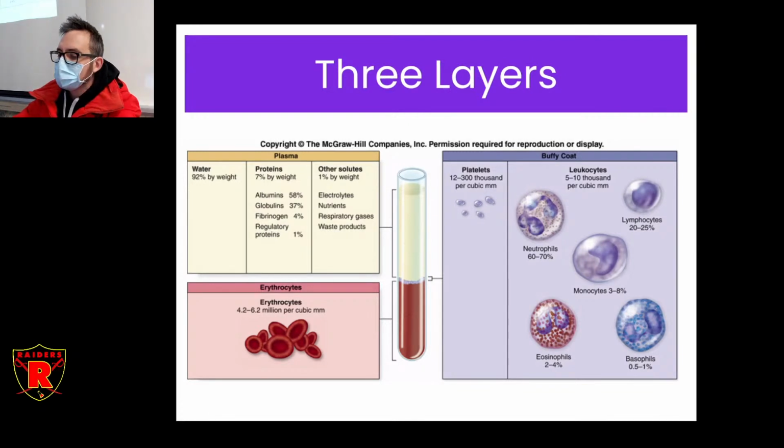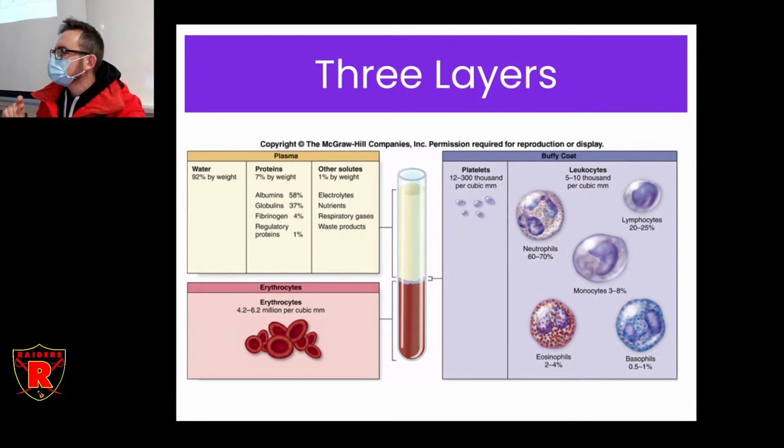When we're talking about what's in the water component, what's in the plasma, like I said, it makes up about 55% of your blood volume. It's almost completely water. So it's about 92% water. Is this on your sheet? Does it ask you about this? I can't remember if it's on there. I think it is.